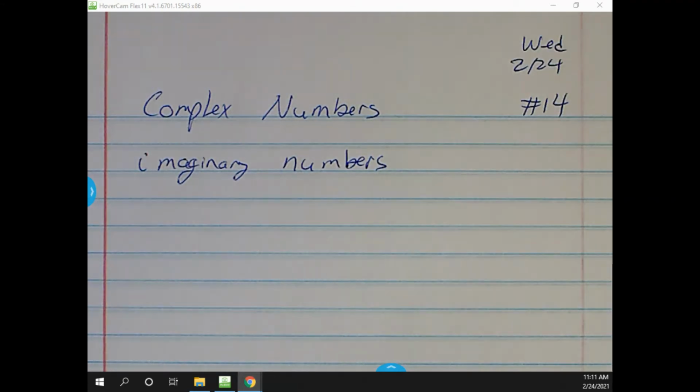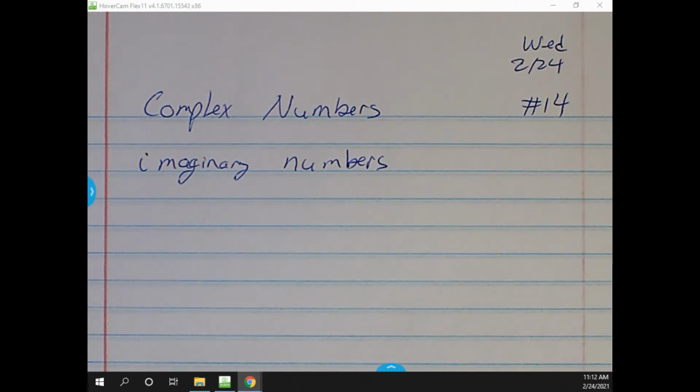Okay, so with complex numbers, what we have to worry about is that we have imaginary numbers. And imaginary numbers sounds like what it is. It's numbers that are made up. When we talk about imaginary numbers, you're not able to really find them on the number line. We have to manipulate it a little bit to get some representation of it.